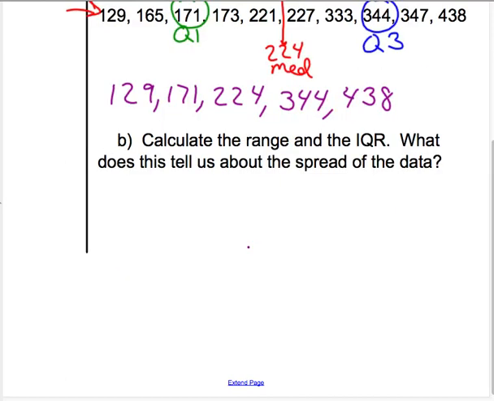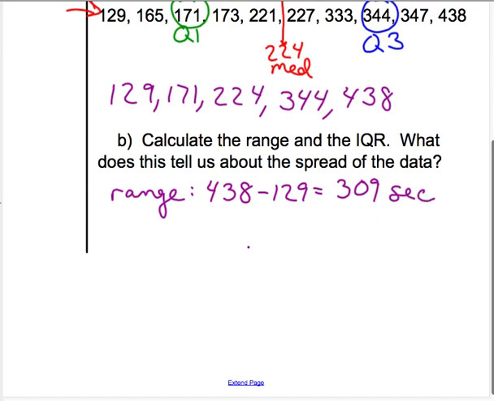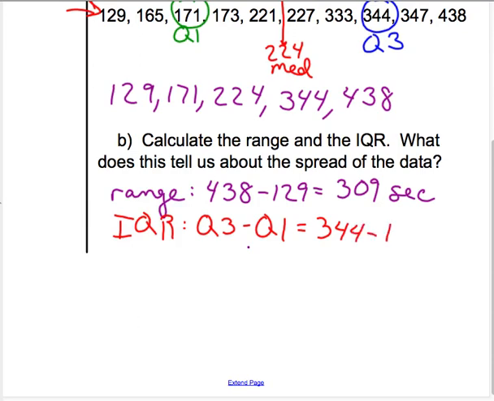Next question is to take a look at the range and the interquartile range. The range, remember, is the largest data value minus the smallest data value. In this case, we have a range of 309 seconds. We're talking about song length. And then the interquartile range is the third quartile minus the first quartile. So we would have 344 minus 171, which gives us an IQR of 173 seconds.